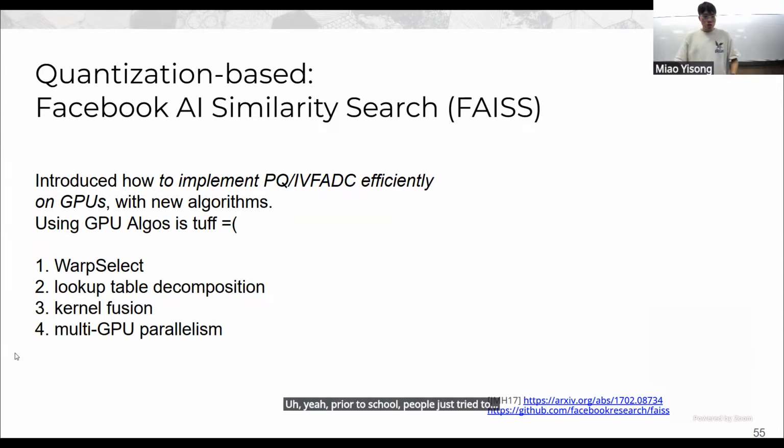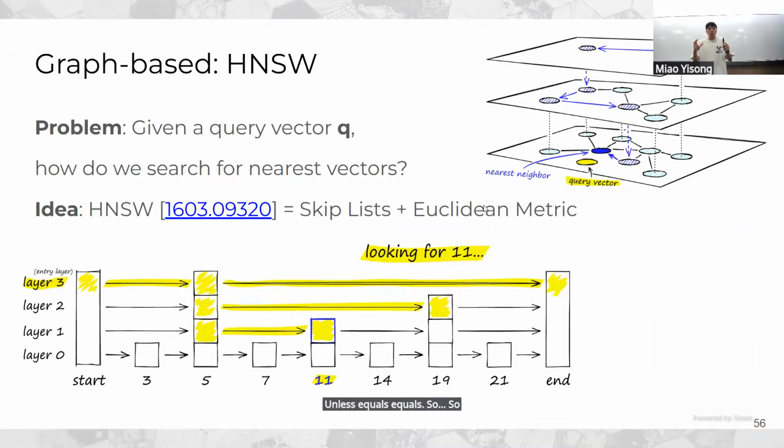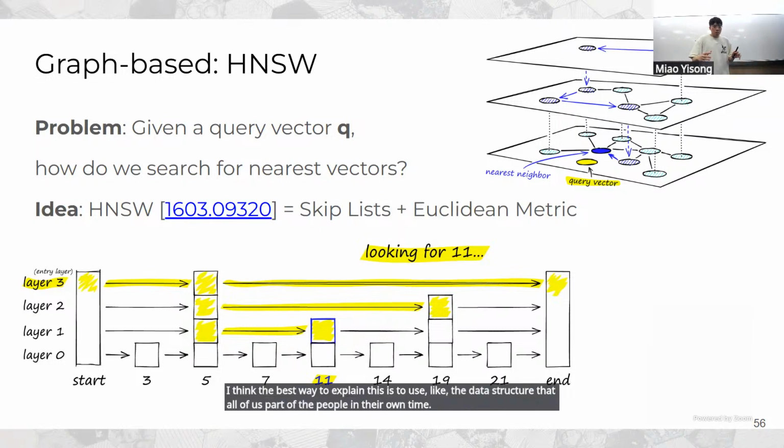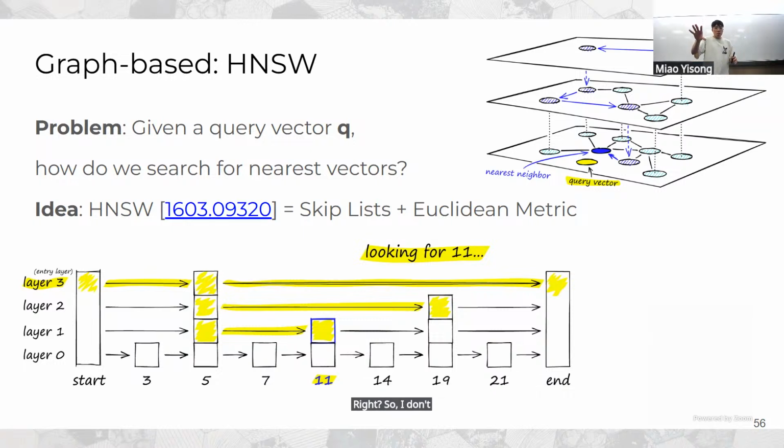Thanks, Hong Yi. I think Hong Yi gave a few more quantization and investigate error tables. So now I'll be talking more about the graph-based approach, and the HNSW approach. I think the best way to explain this is to use a data structure that all of us are really familiar with. The idea of HNSW is actually borrowed from the idea of a skip list.